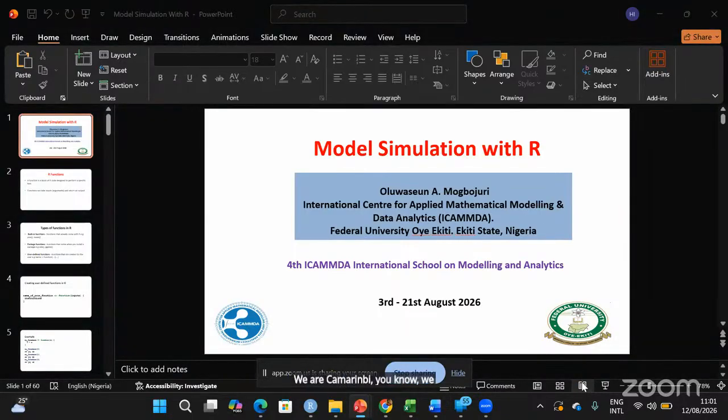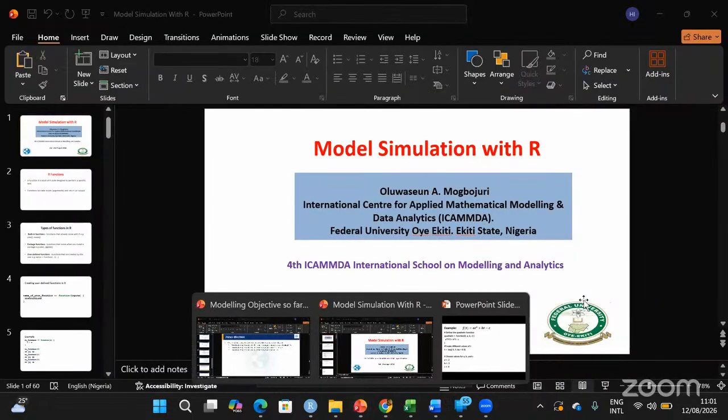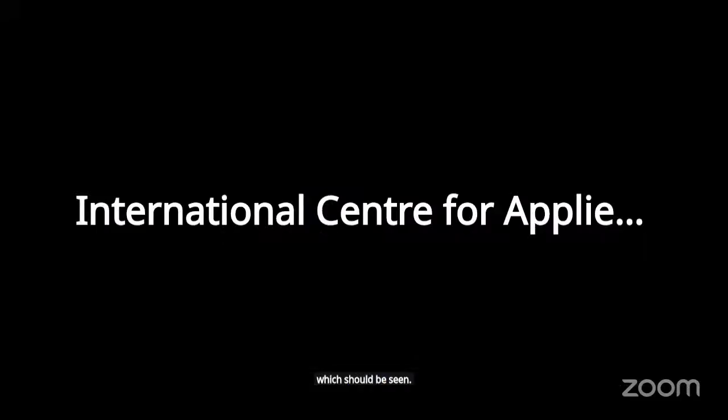Where is the camera now, which switch should be seen now. I want to go to R, but it's not showing. Could it display on R.